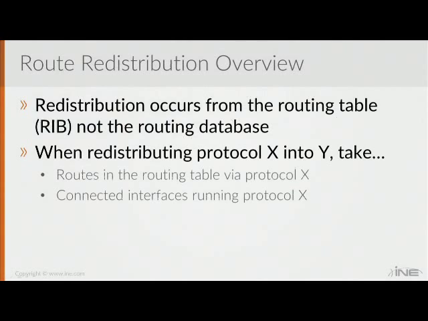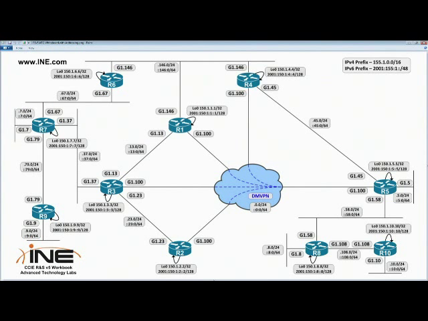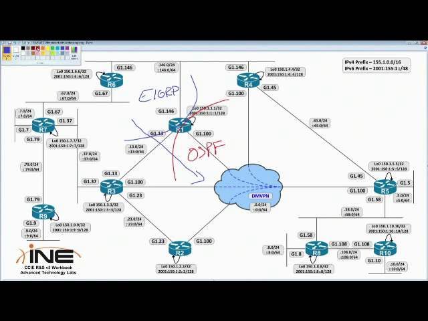Now, specifically, there are going to be two cases that we're going to see when redistribution occurs. We're going to take the routes that are installed in the RIB, or installed in the routing table, as that protocol, and we're also going to take the connected interfaces that are running the protocol. So, for example, if we were to take a look at a very basic case where maybe we have OSPF on one interface, let's say on router 1 over here we have OSPF, and then on another interface we have EIGRP, and we're doing mutual redistribution, or in other words, two-way redistribution between the protocols, taking OSPF and redistributing it into EIGRP and then back.